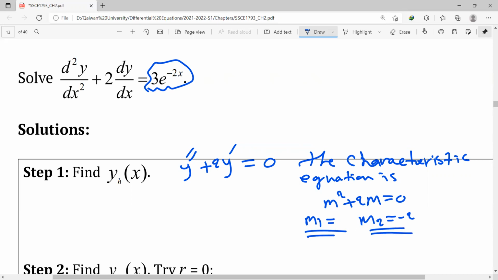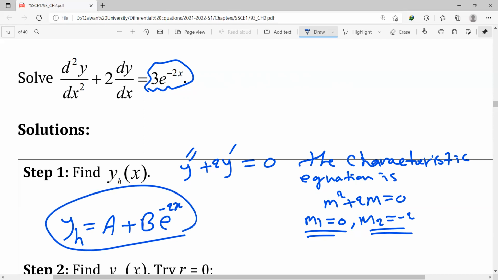0 and -2. That means the homogeneous solution is a e to the power 0x, which is 1. We get only 1, plus b e to the power minus 2x. This is the homogeneous solution.